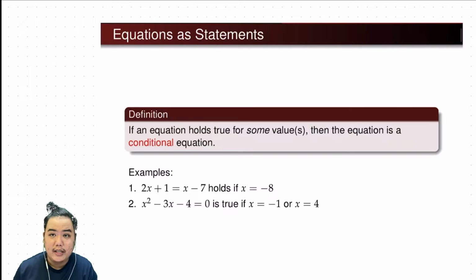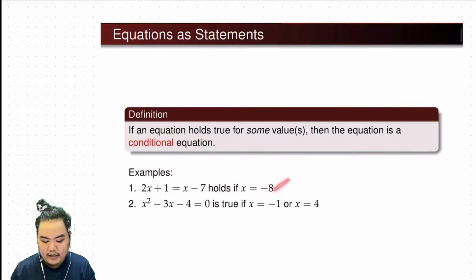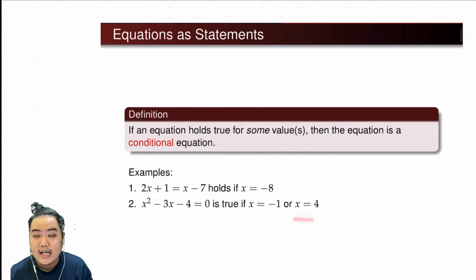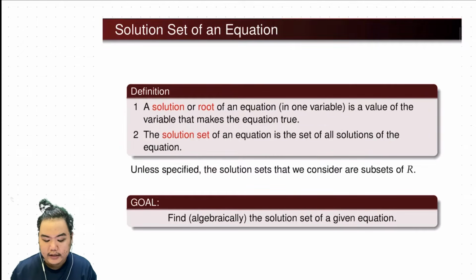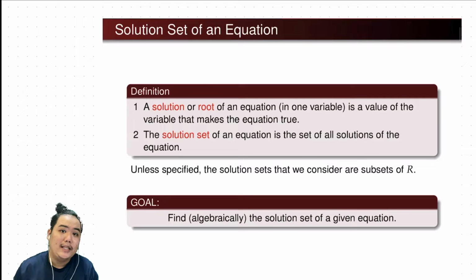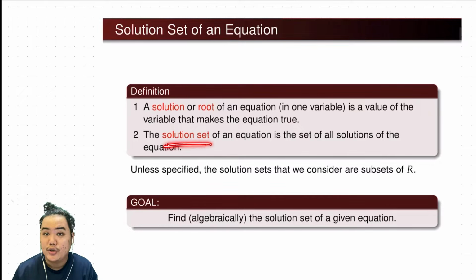Yung conditional equations are equations na nag-hold lang for some values. Example, number 1, nag-hold lang yan when x is negative 8. For number 2, nag-hold lang siya when x is negative 1 or x equal to 4. Ang gusto natin kapag merong conditional equation is to get all the solutions and collect them. Pag na-collect na natin sila, yung mga solutions, ang tawag doon ay solution set.